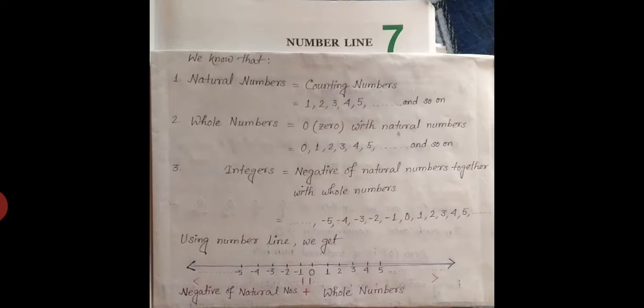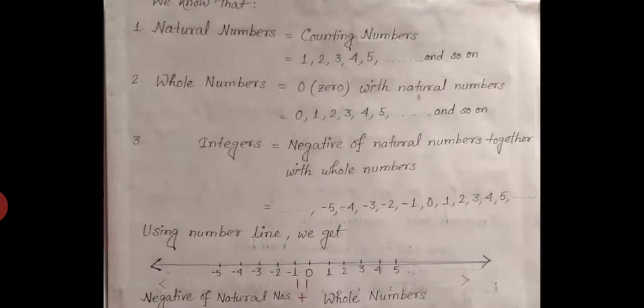We all know that natural numbers are counting numbers like 1, 2, 3, 4, 5 and so on. Whole numbers are natural numbers including 0, that means 0, 1, 2, 3, 4 and so on. And what are integers? Integers are negative of natural numbers together with whole numbers.